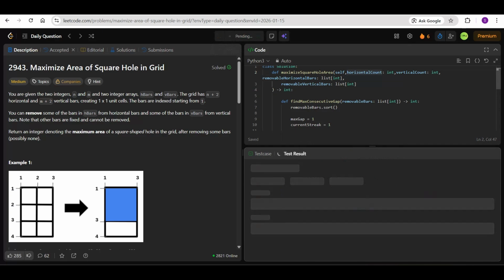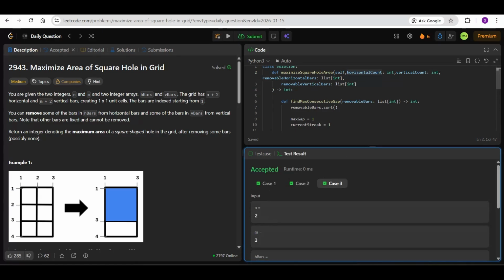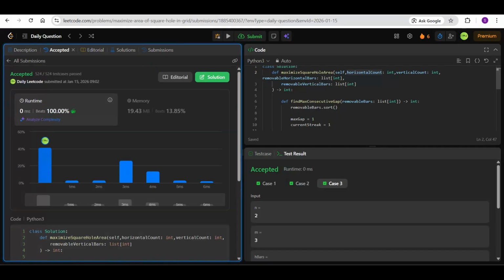Alright, the logic is in place. Let's hit run and verify this with the sample test cases. Nice. All the sample test cases are passing perfectly. Everything looks solid. No edge cases missed. Let's go ahead and click submit. Accepted. Clean logic, optimal approach, and an efficient solution that works for all inputs. That's how you solve LeetCode 2943. Maximize area of square hole in grid.